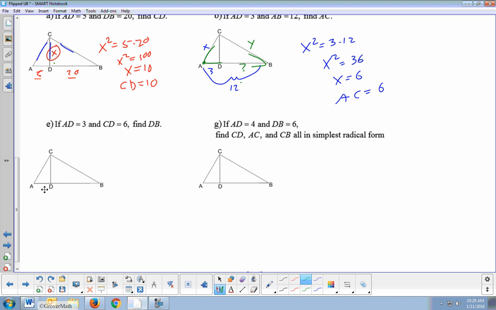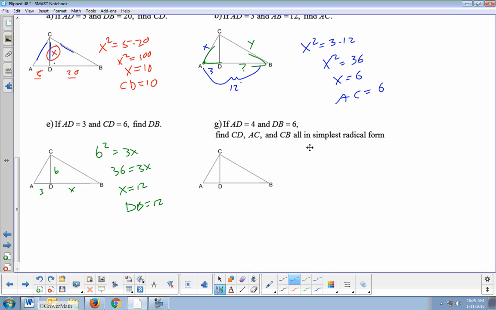Here, AD is 3, CD is 6, find the length of DB. So again, the altitude this time. That squared is the parts times each other, 3 times x. 36 equals 3x, x equals 12. DB is 12.